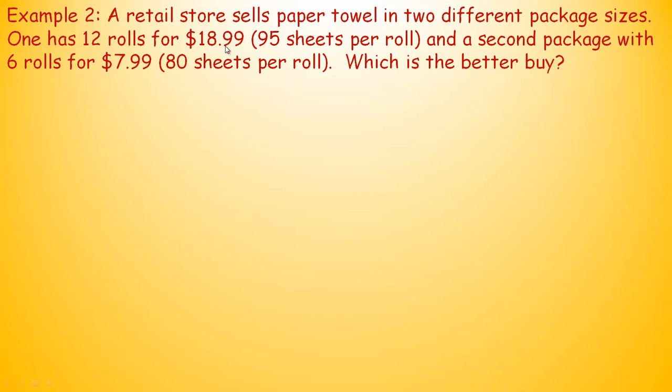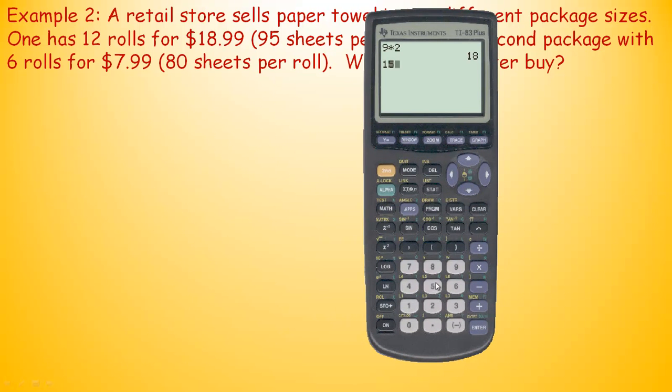So here's 12 rolls for $18.99, and there's 95 sheets in each of those rolls. And the second package has only 12 rolls for $7.99, but there's only 80 sheets on each one of those. So you see, this one's got 15 more per roll. So 15 out of 80, actually, if you look at you might not think that's a lot, but 15 divided by 80 is 0.1875. So that one's almost 20% more than this one. Almost, not quite, but close to about 19% more.